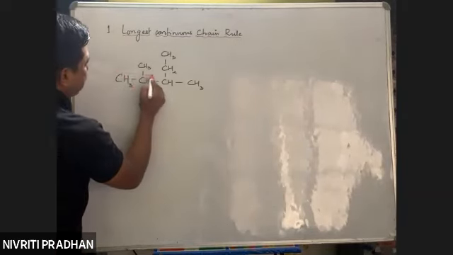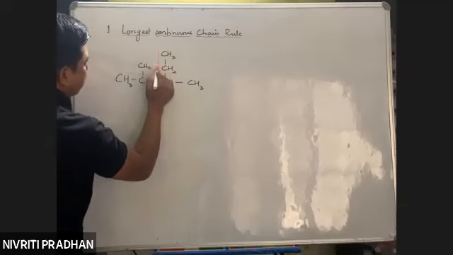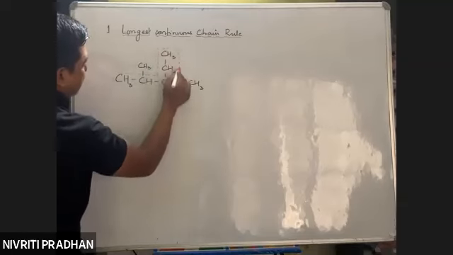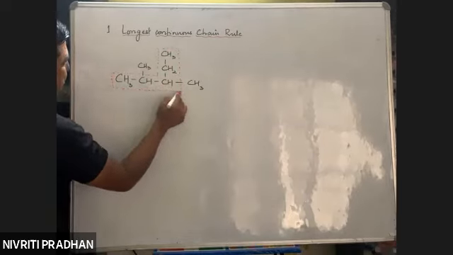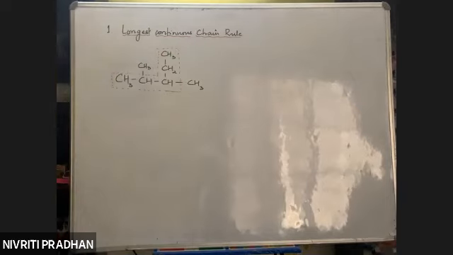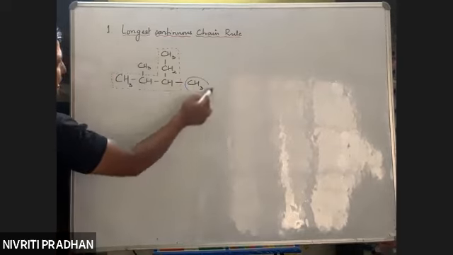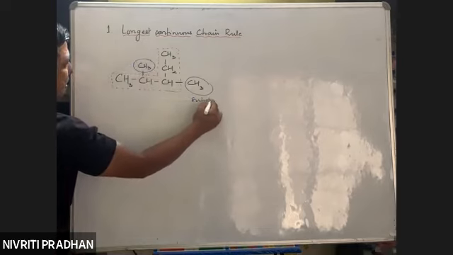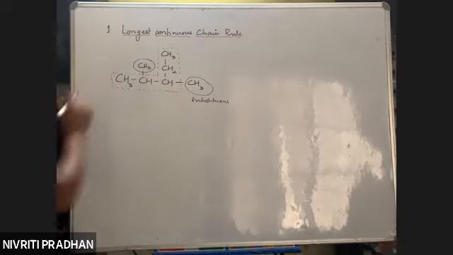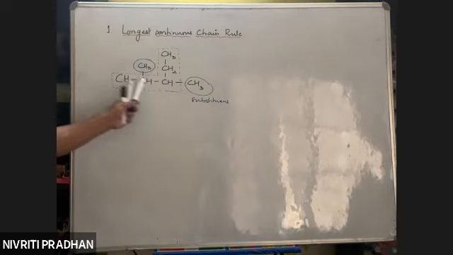So this is the longest continuous chain of carbon atoms. There are five carbon atoms, so the word root is pent. The alkyl groups which occur as branching are treated as substituents. So what is the word root out here? The longest continuous chain contains five carbon atoms, so it's pent.